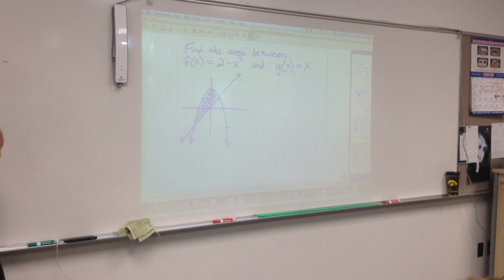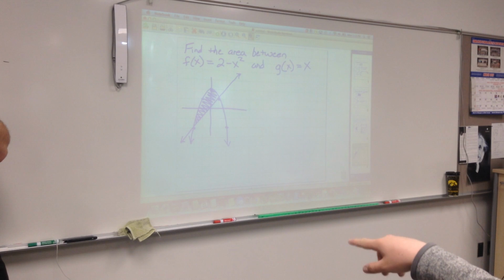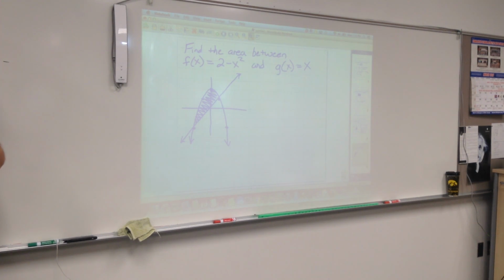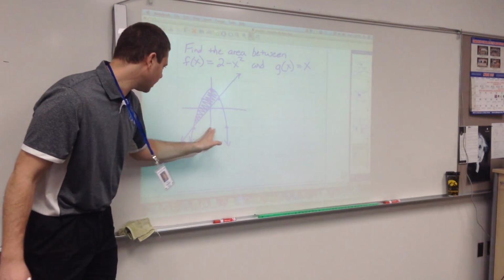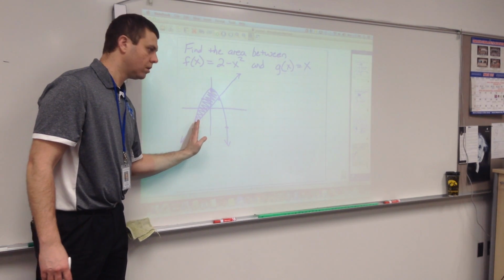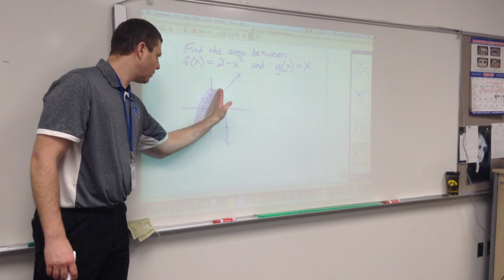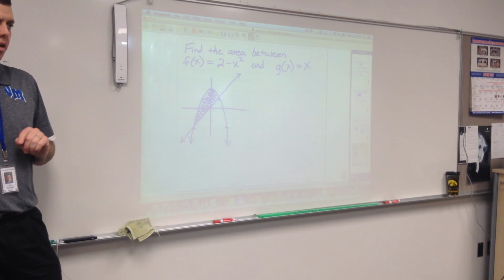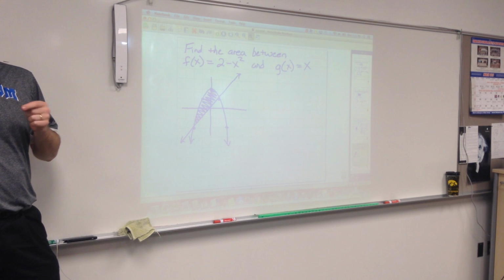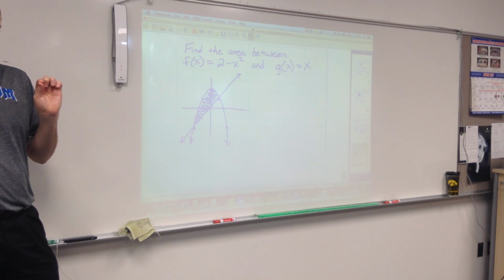Okay, how will this one need to be set up? We have to find out where they intersect, don't we? I drew a pretty good graph, from negative 2 to 1, because that was the x value where they hit. 1 is the y value where they hit. So if you draw a good graph, you can tell where they are intersecting.